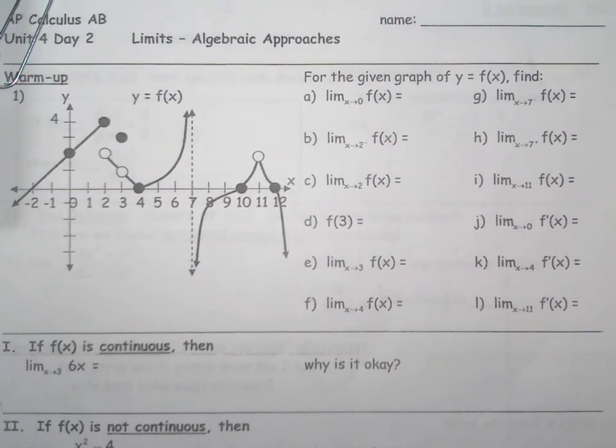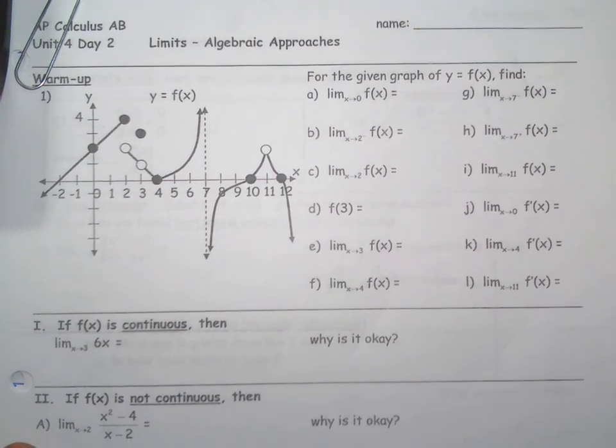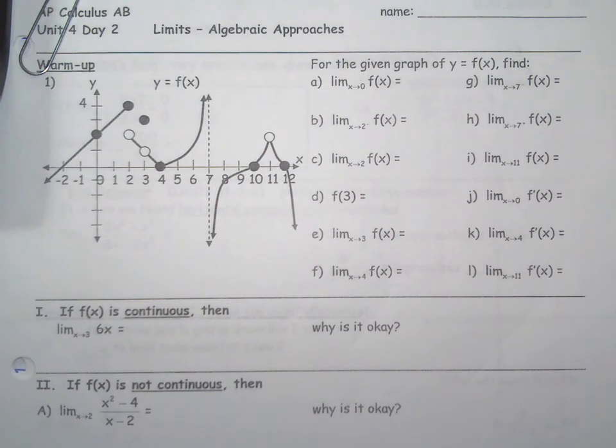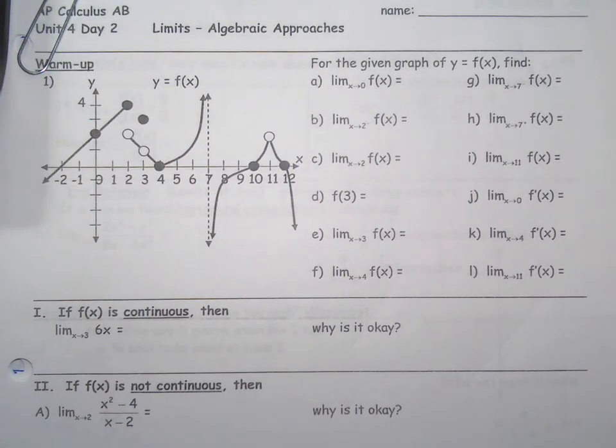Okay, AP Calculus AB Unit 4, Day 2 lesson. So I'm going to start off with a warm-up. Go ahead and try this first warm-up problem with all these different answers. Should be super quick. We're just looking at the graph and determining answers. These dots, I think, mostly add up to very nice values.